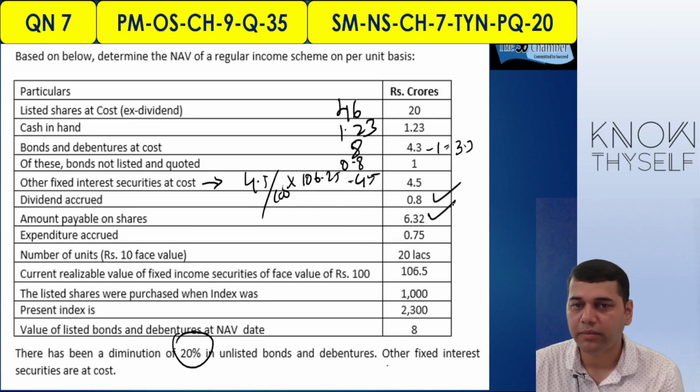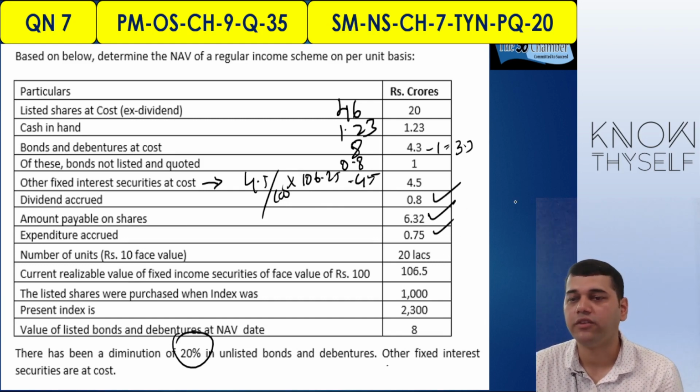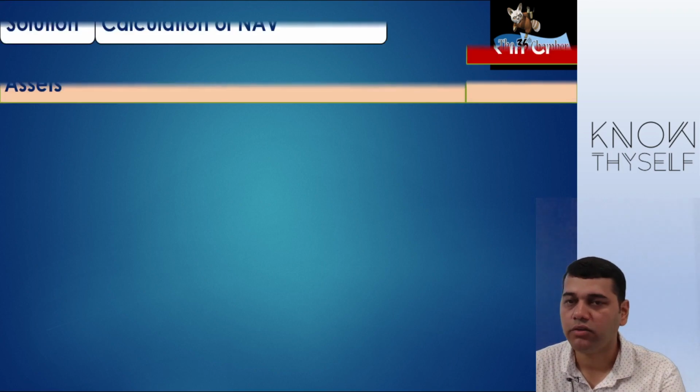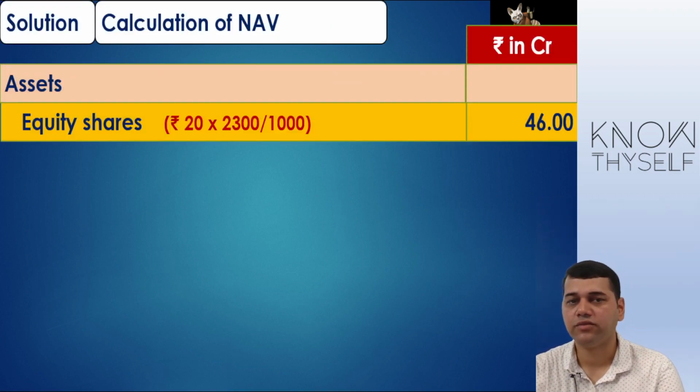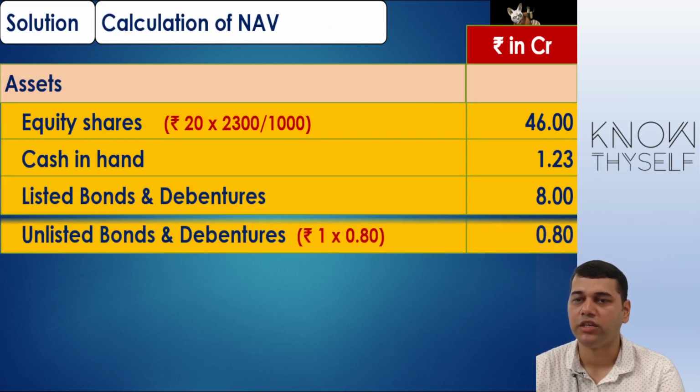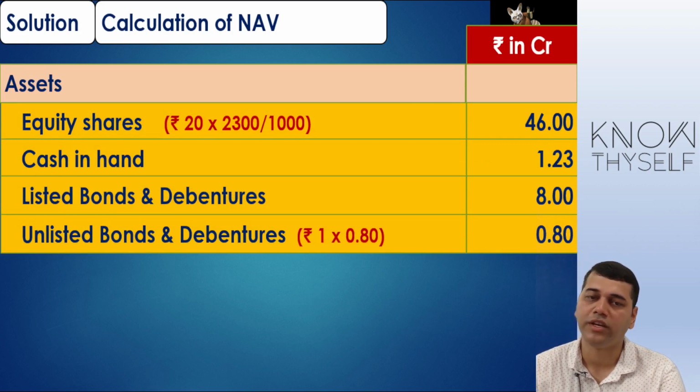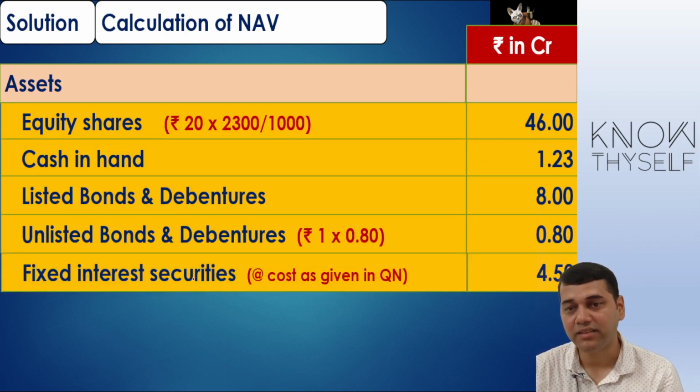Amount payable on shares will remain same. You get total assets, you deduct the expenditure, you find out the NAV. Clear? You can take it as homework. Equity shares 46, cash in hand 1.23, listed bonds and debentures, unlisted bonds 1 into 0.8. Yes, the catch lies here.